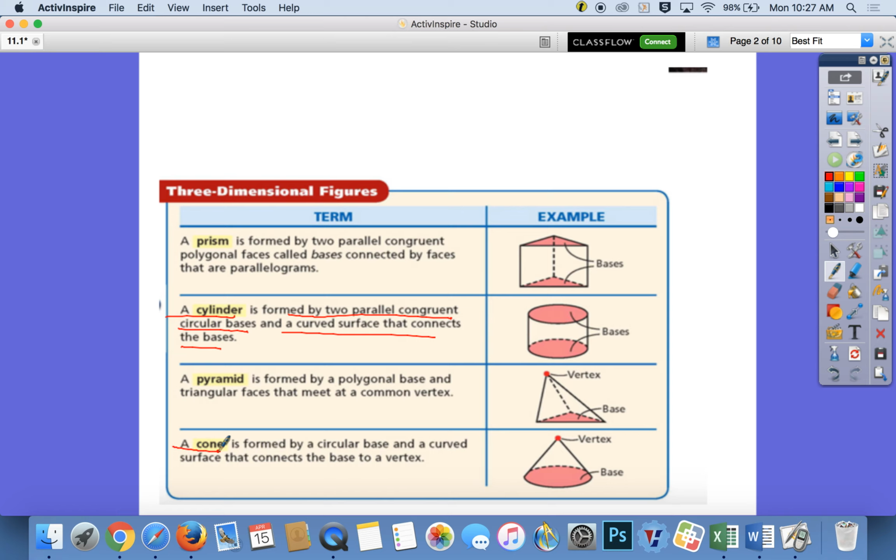You also have a cone. A cone is formed by a circular base, 1 circular base, and notice it has a vertex. So this is your ice cream cone. The curved surface connects the 2. So these are going to be familiar.